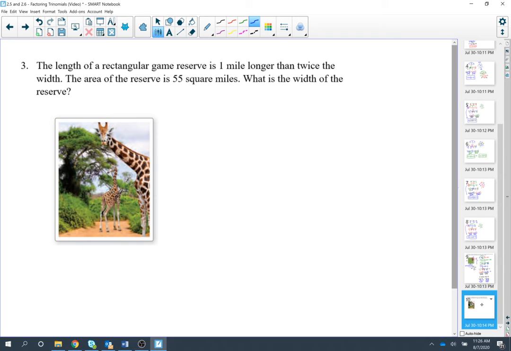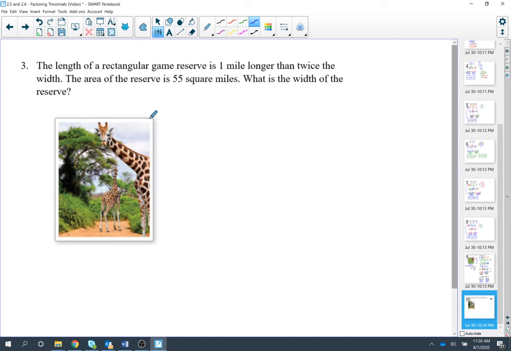Me personally, mental math doesn't work here for me. My brain just doesn't work that way. I know some of you it does. Mine doesn't. So I got to start breaking this down. Okay, first of all, it's the length of a rectangular game reserve. So I'm just going to use this rectangle here and I'm going to label it.